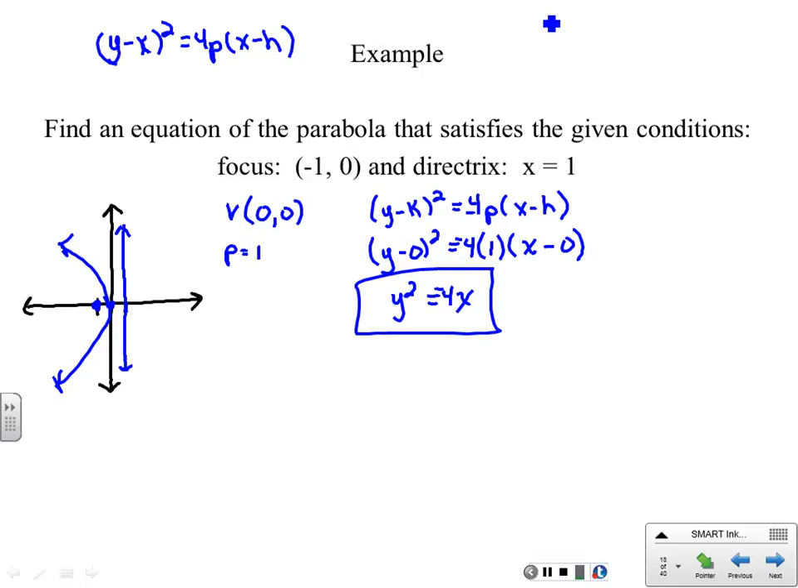So again, in order to write an equation for a parabola, you need to know the vertex and you need to know p. Big thing. You need to know the vertex and you need to know p. And you can find it in the middle.